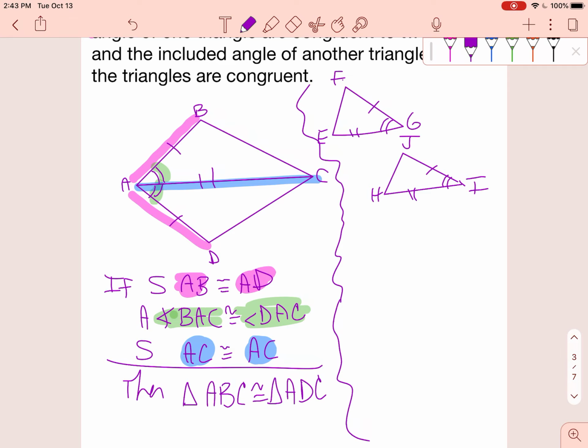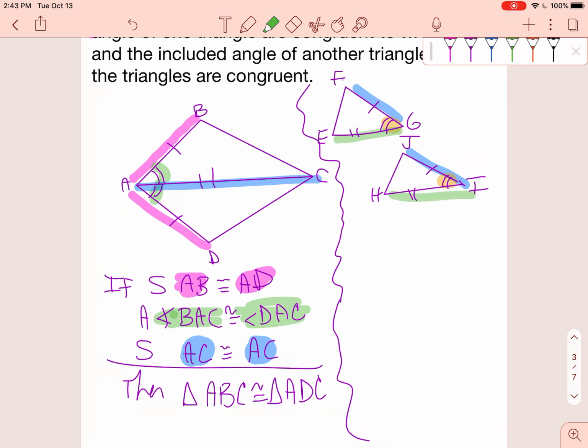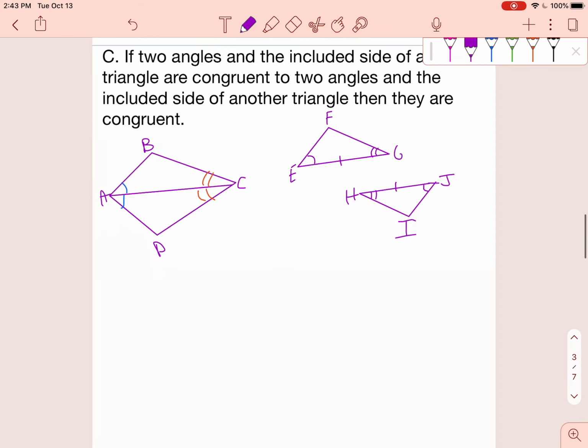Okay, same holds true over to the side. If you look at this, I have a side and a side. I have the included angle touching the other side and the side. So that means that these triangles are congruent using side angle side. So triangle FGE is congruent to triangle JIH, and that's by side angle side.